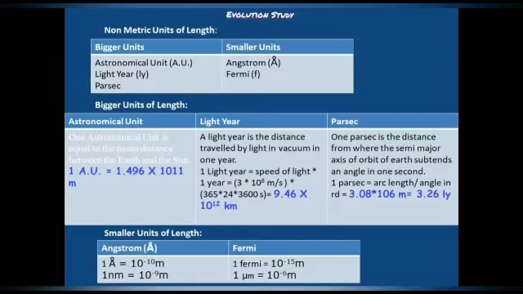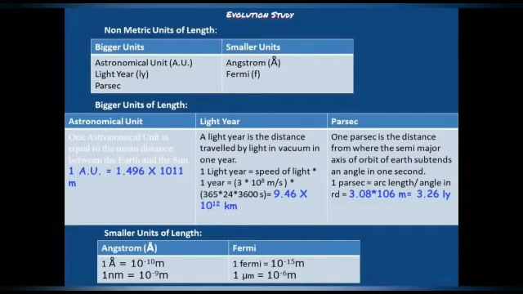Now what is a light year? A light year is actually the distance that is travelled by the light in vacuum in 1 year. So basically 1 light year is equal to the speed of the light into 1 year, which is 3 into 10 to the power 8 meter per second, into 365 into 24 into 3600 second, which is equal to 9.46 into 10 to the power 12 kilometer.